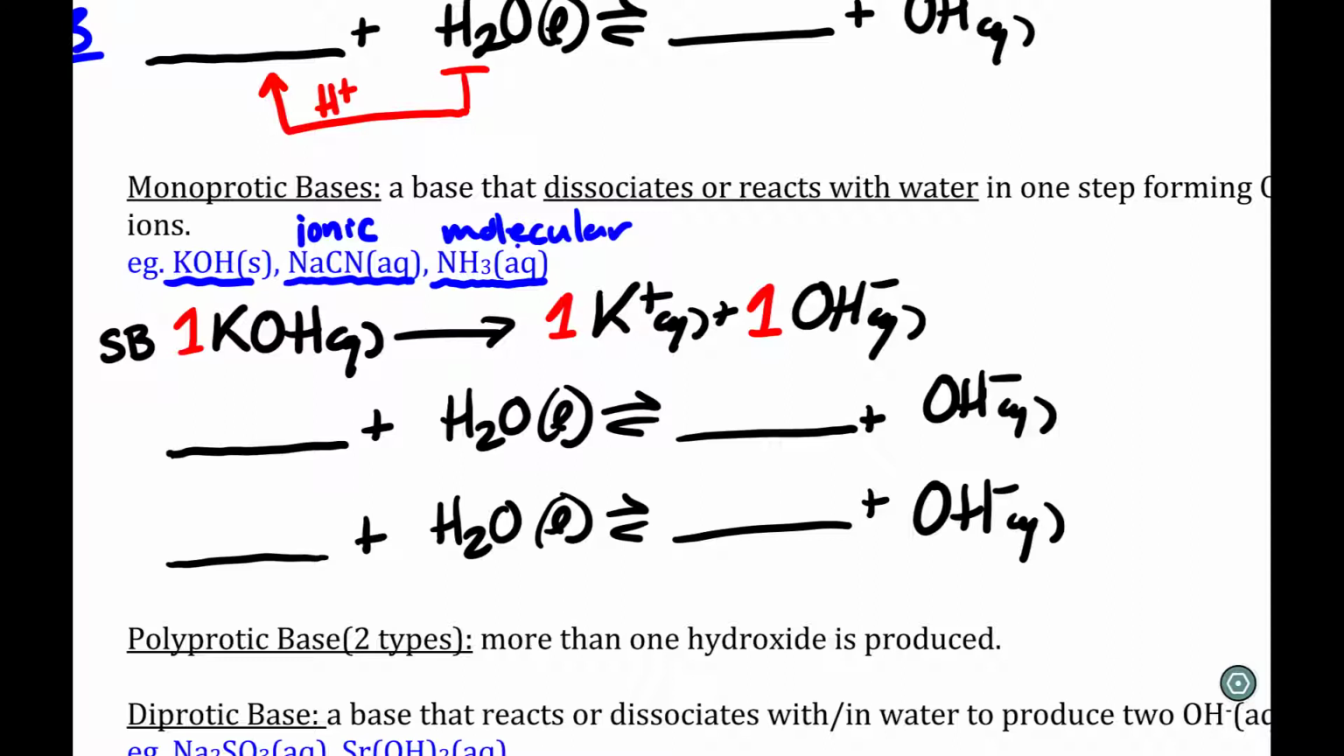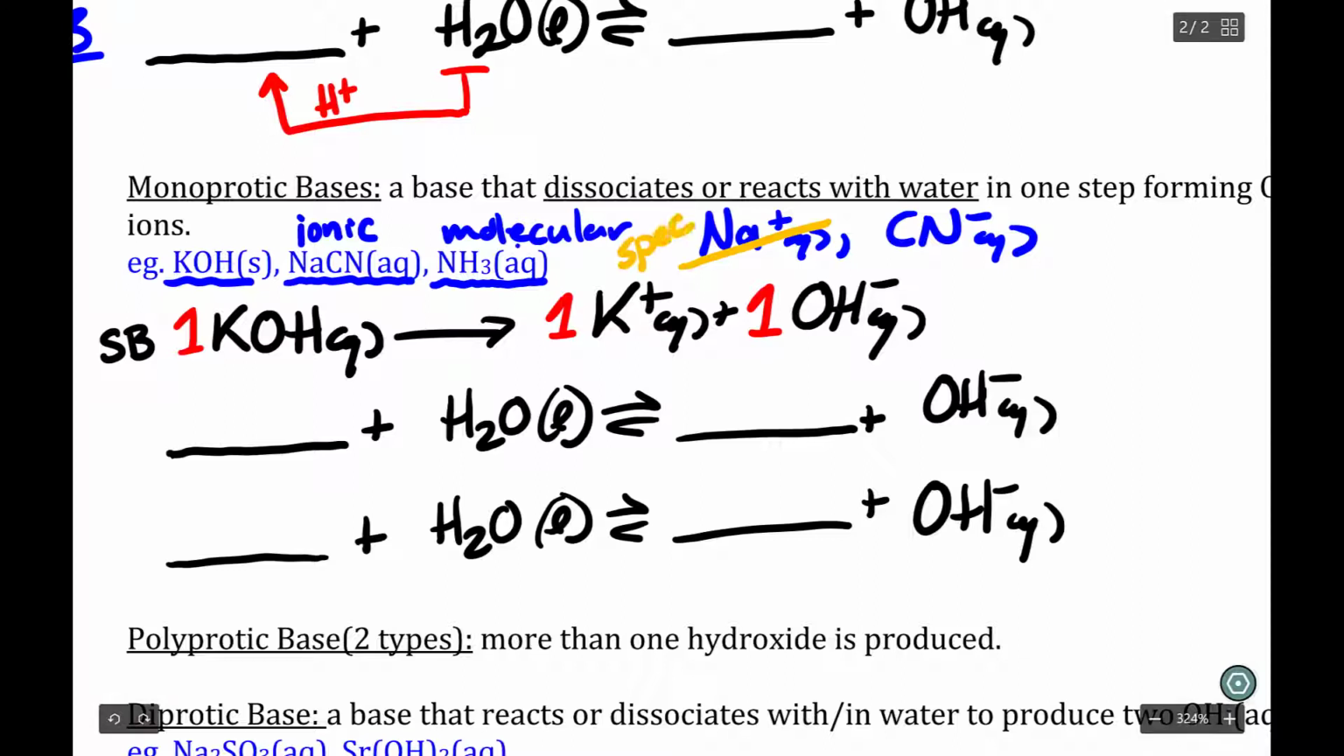So I'm going to start with the ionic one because I think that's the trickiest one. I'm not writing the whole thing in there. I am not writing NaCN. NaCN, when it's aqueous, does not exist together. NaCN is really Na plus aqueous, and then we have CN minus aqueous. Now, I don't care about the Na plus. It is not an acid, it's not a base, it's neutral, and really it's a spectator ion, and so those ones are always going to be removed.